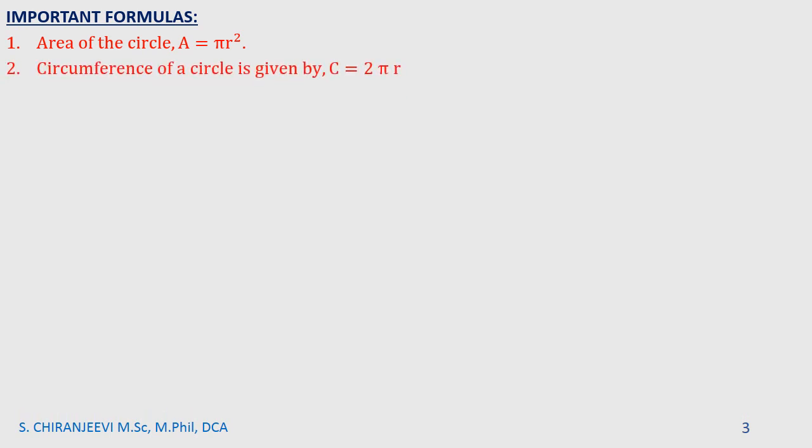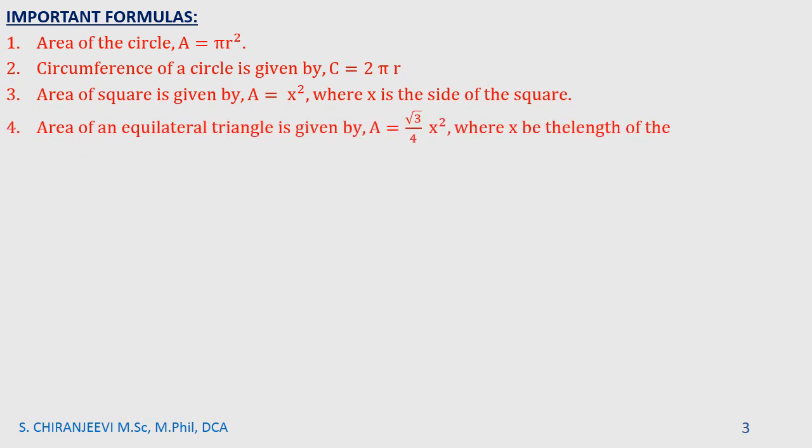Now important formulas. Area of circle capital A equal to pi r square. Circumference of a circle is given by capital C equal to 2 pi r. Area of square is given by capital A equal to x square, where x is the side of the square. Fourth one, area of an equilateral triangle is given by capital A equal to root 3 by 4 x square, where x be the length of the equilateral triangle.